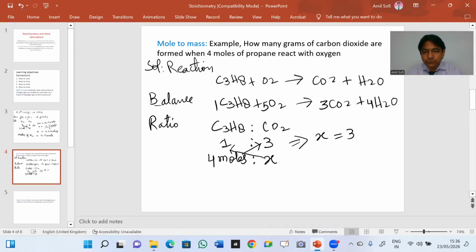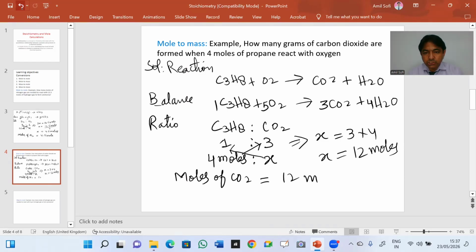3 into 4, that means 12. So it would be 12 moles. So what is 12 moles? That means X. X means carbon dioxide. I can write moles of CO2. That is X, that means 12 moles.